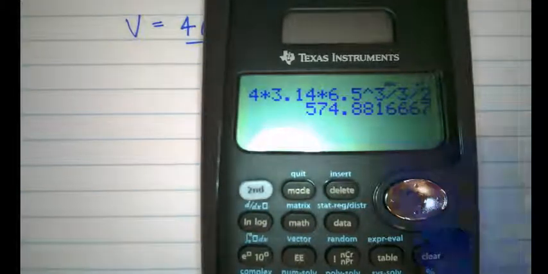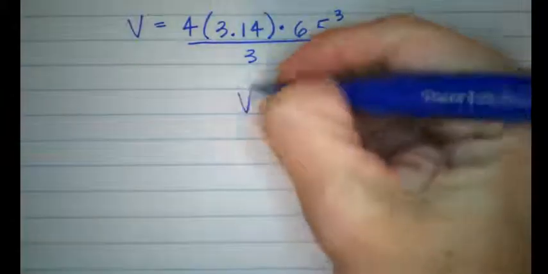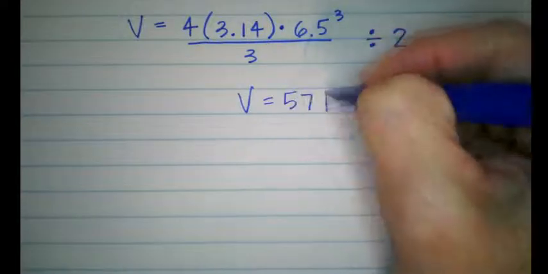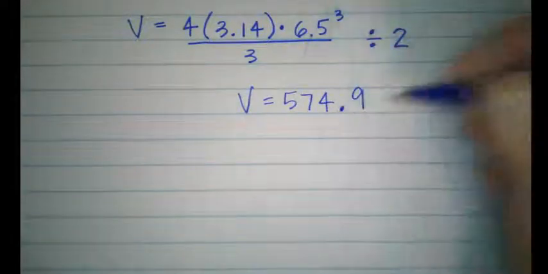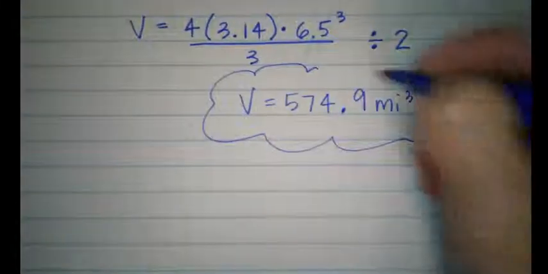So again, I'm going to round this just to 0.9. So the volume would be 574.9, and this is in miles. So I'm going to say miles cubed.